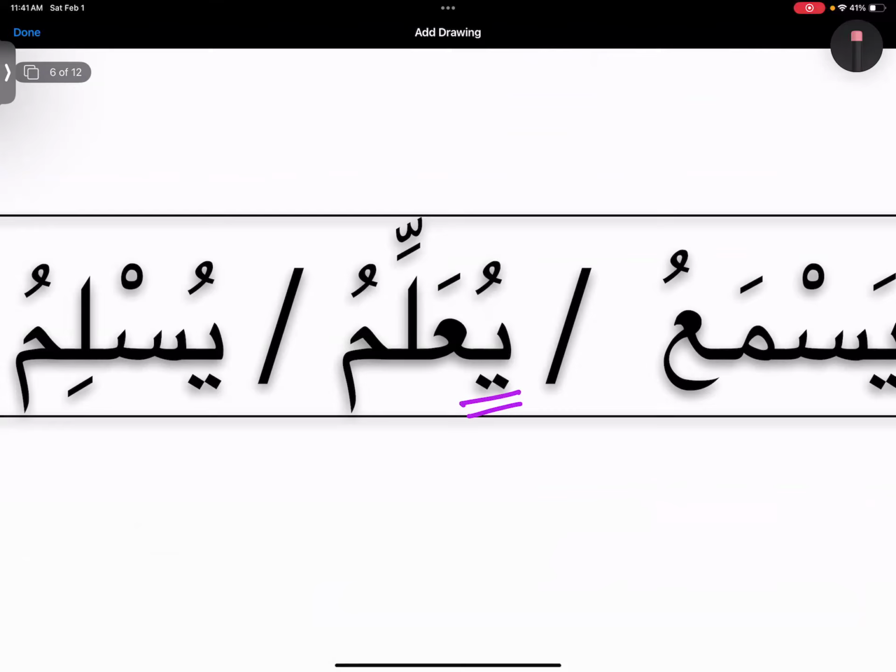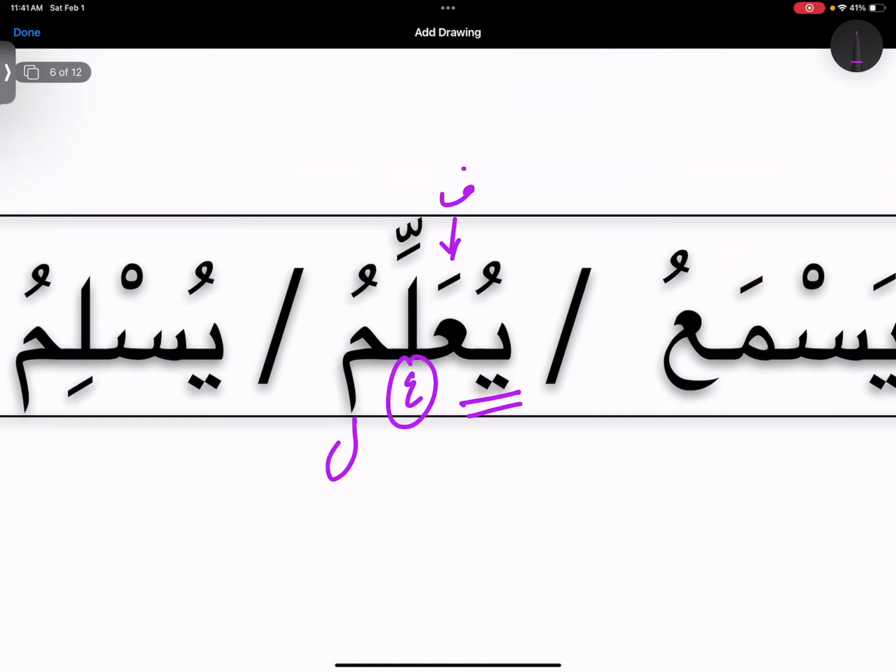Never kasra, right? So it is either dhamma or a kasra. Sorry, either fatha or dhamma. Then where is my fa kalima? This is my fa kalima, this is my ain kalima, and this is my lam. Now, what do you guys notice?